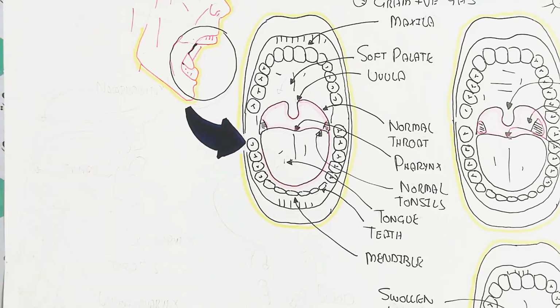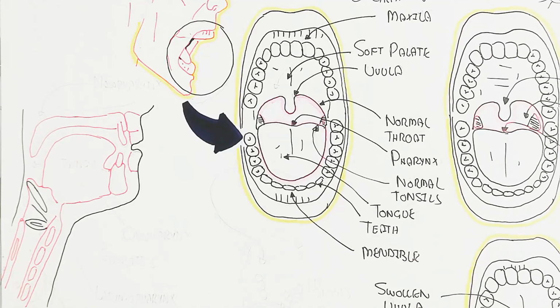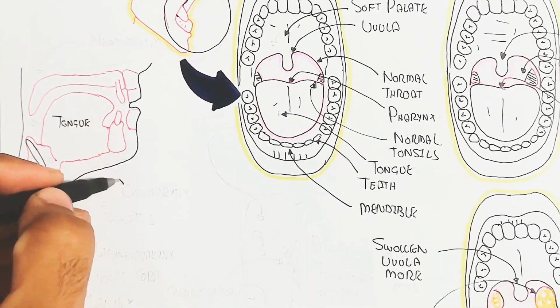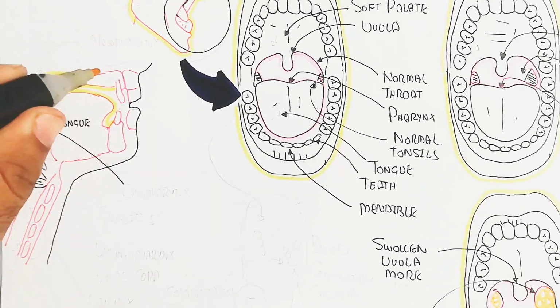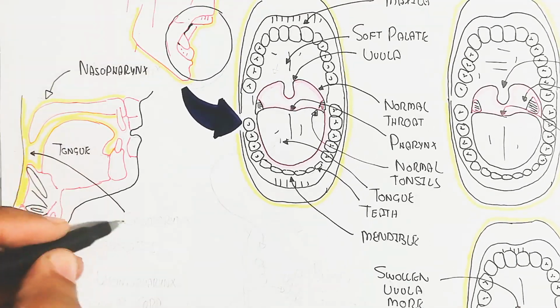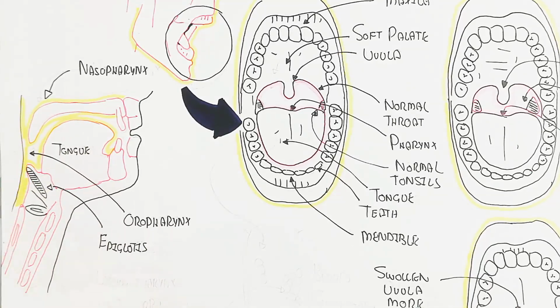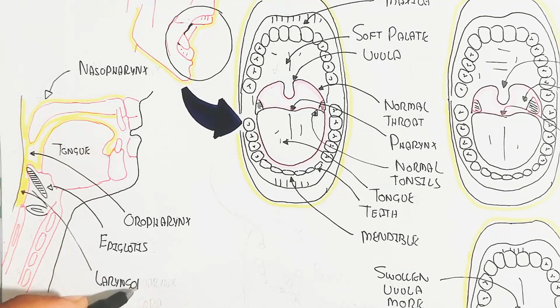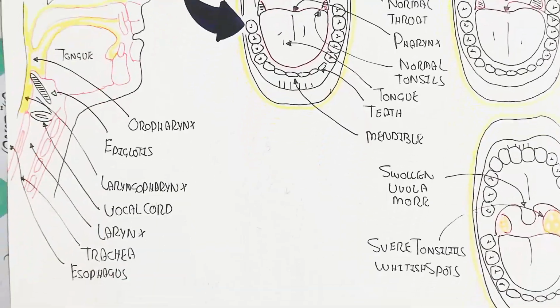Let's learn about the laryngopharynx and laryngitis. Here you can see the tongue, and this is a sagittal cross section of the face, and the nasopharynx and the oropharynx are present here. This is the epiglottis. The epiglottis is used for opening and closing during the swallowing of the bolus, and this is the laryngopharynx, and this is the vocal cord. Swelling of the vocal cord is laryngitis, with the larynx swollen.